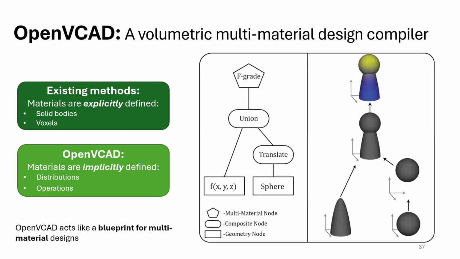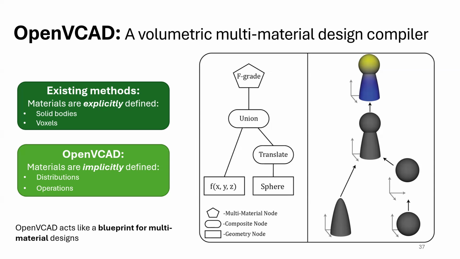In practice, we end up building tree structures that look just like this, where we have constructive solid geometry operations. In this case, I define a cone as a mathematical function, a sphere is a CSG primitive, translate them around, combine them together with a union, but then we apply these special multi-material nodes that OpenVCAD provides.